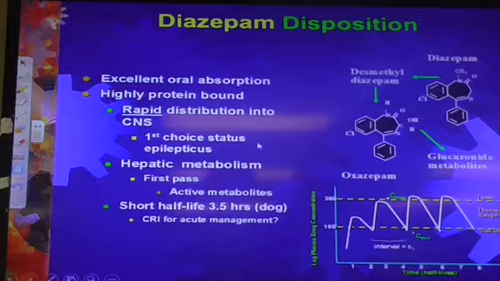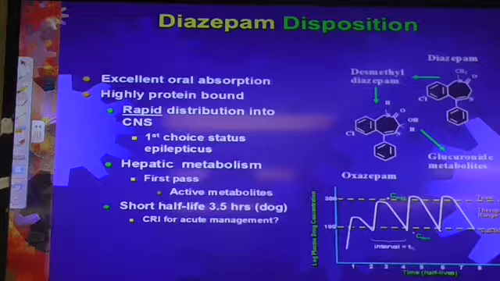Now, the nice thing is, however, it does get metabolized to active metabolites. And in fact, the active metabolites, when you put them all together, probably have more efficacy than does diazepam. So that's a good thing. That helps it work, even if you give it orally and it is metabolized very rapidly. In fact, it does undergo first-pass metabolism with oral administration.